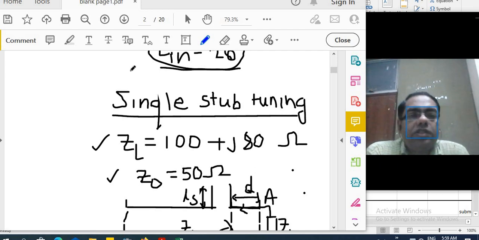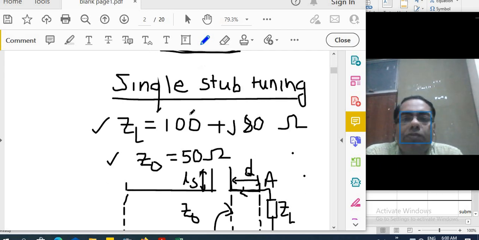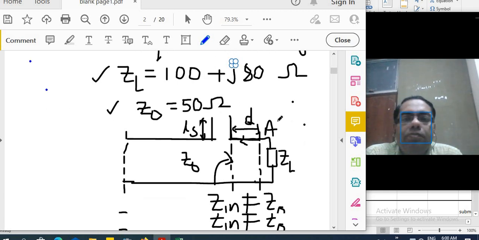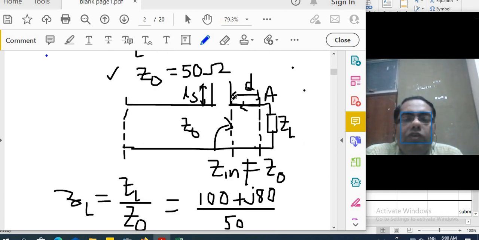So in the previous lecture we were seeing this problem. The transmission line has the load impedance 100 plus j80 and the characteristic impedance of the line is 50 ohm, and our aim is to provide impedance matching by connecting a series open circuited stub at a distance d from the load, so that the input impedance becomes equal to Z0.